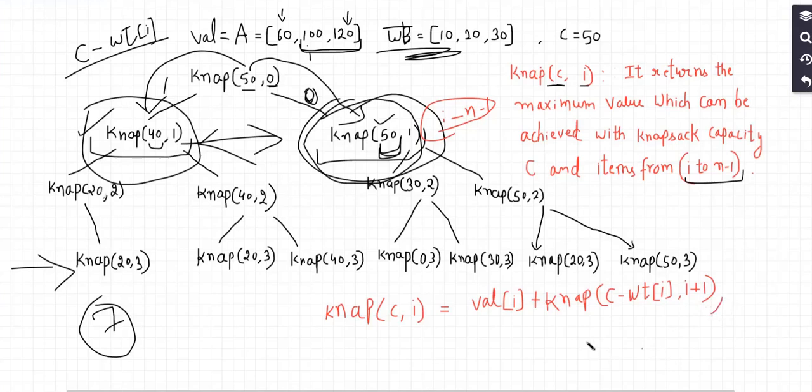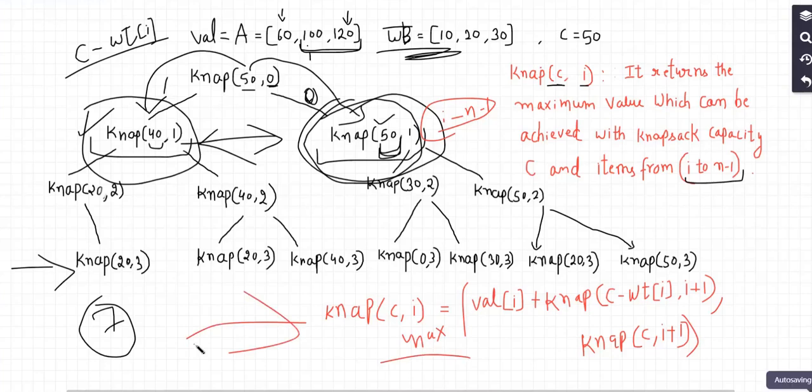Versus, I do not take this item into my knapsack, so I call the function nap with the same capacity because I haven't put any item, but on the set starting from the next index, and I take the maximum of these two values. So that's the recurrence relation that we have got. This is a recursive solution. Let's see how we can implement this in practice.